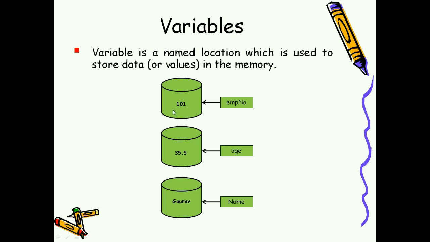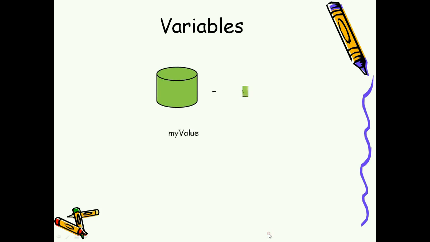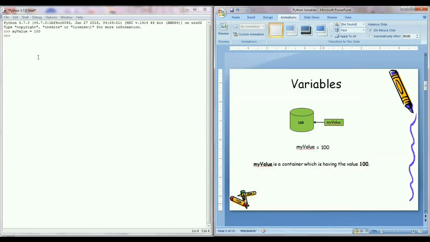For example, we can store values that can be integer, or float, or a string of words, or different kinds of values. So for storing values in a variable, first we need to give a name to the variable. For example, I am giving the variable name my value, and then equals to for assigning some value to the variable. For example, 100. So I have written my value equals to 100. Here my value is a container which is holding the value 100. Right? When I call my value and press enter, it gives me 100 because my value is equal to 100.